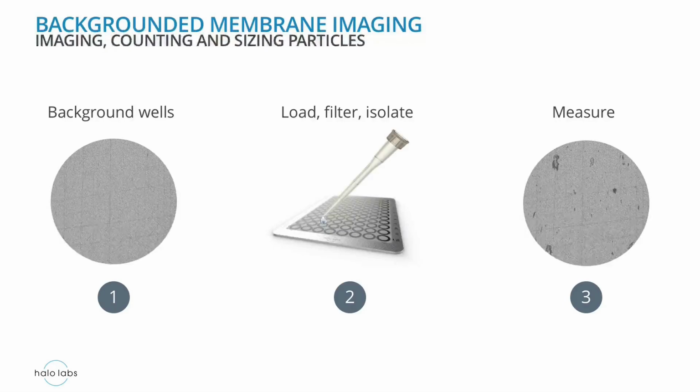The process for imaging, counting, and sizing particles in the Aura system is called background and membrane imaging. It is very simple and it only takes 3 steps. We have a proprietary 96 well filter plate, and the first step is to background the wells of choice, then filter the samples of interest that we're measuring, and then reinsert that plate back into the instrument and re-image. It's that easy. Let me show you the results that you get.